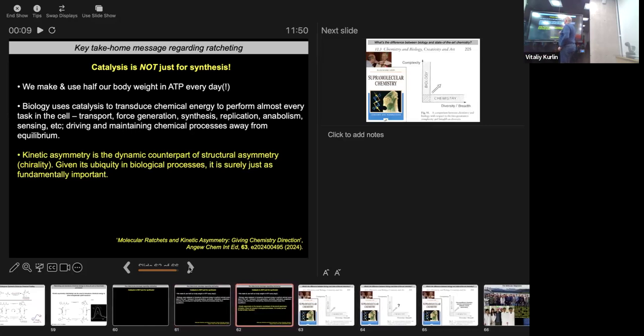And the key to doing this is kinetic asymmetry. It's the dynamic counterpart of structural asymmetry, which we're all completely familiar with as chirality. But kinetic asymmetry is what drives all these processes. It's completely ubiquitous in biology, and it's not used by chemists at all.